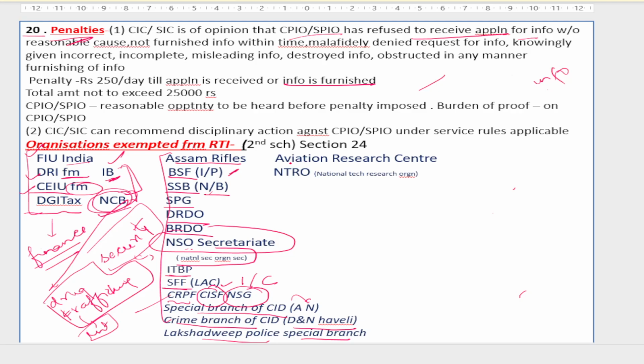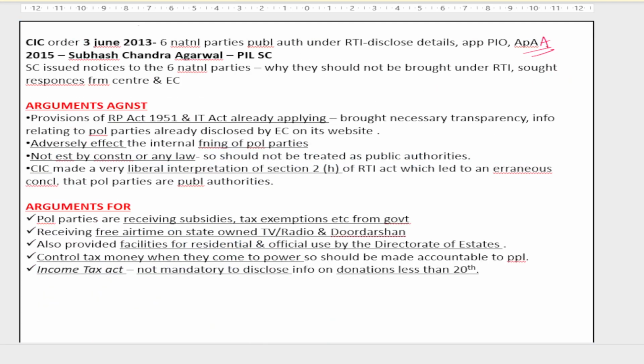Then we move on to the next group, that is the Aviation Research Centre and the National Technical Research Organisation. As we can see, both these organizations are related to research. In this way we can memorize them. So these were the organizations that are exempted from the RTI Act.